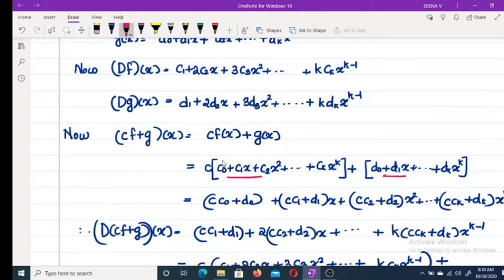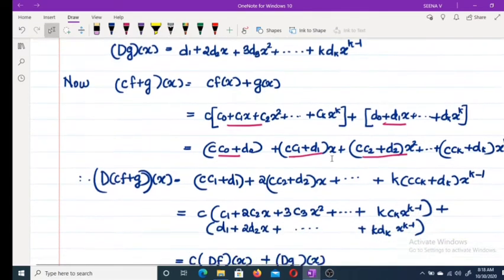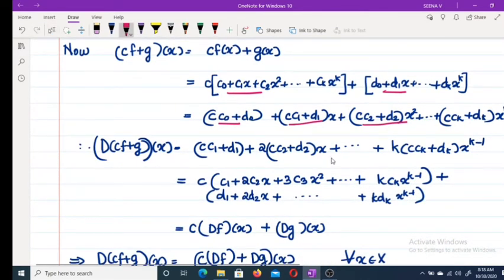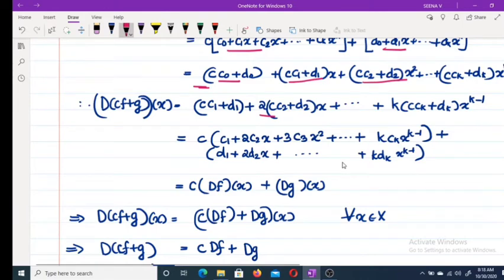Now combine the constant terms, then combine the x terms, then the x square terms, etcetera. Now, D of (cf plus g) of x means you take the derivative of this function. The constant term's derivative is 0, this is 1. Now expand this. This is c1 plus d1; you can take c as common, so you can write c times (c1 plus 2c2x plus etcetera) plus, and now collecting the di terms we get like this.